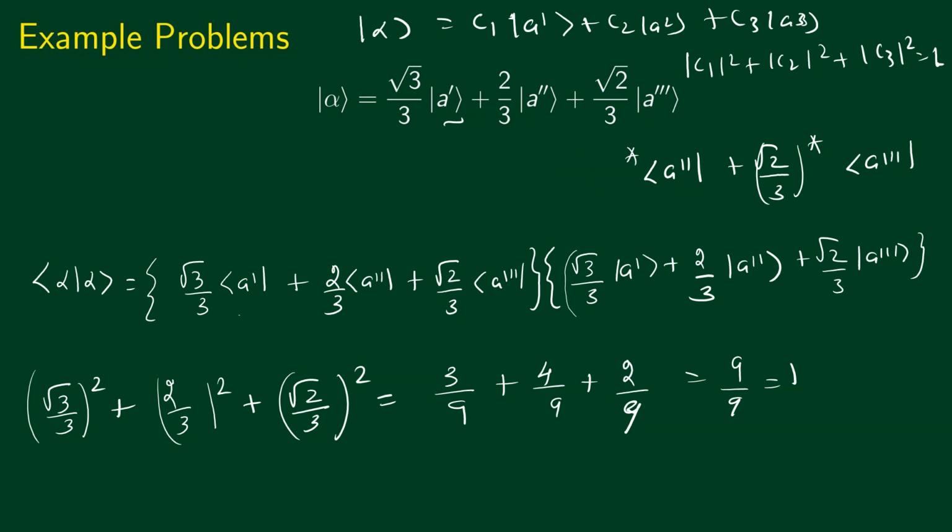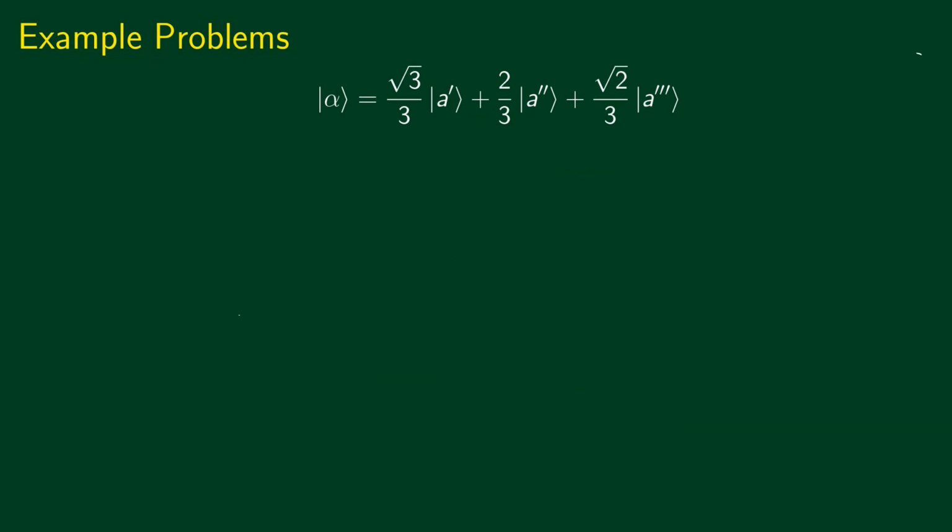Now what we needed to find is the probability that after measurement the state is ket A double prime. So we are looking for the probability that on measuring observable A on the state ket alpha, it changes to ket A double prime. Measurement theory says that it will change to one of the eigenkets of observable A. We are asking specifically what's the probability that it will change to ket A double prime.